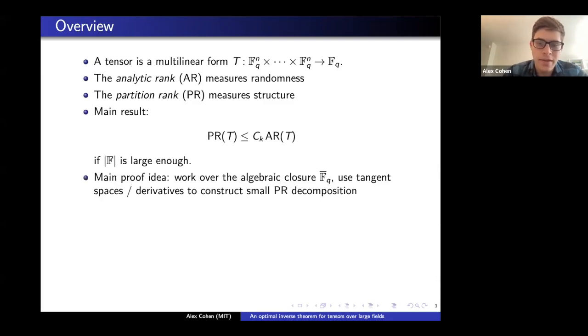The main proof idea is that we're going to work over the algebraic closure and use algebro-geometric ideas, tangent spaces, derivatives, things like that, to construct our partition rank decompositions. This is where the large field size comes in: heuristically, the larger the field, the closer it is to the algebraic closure. That's why we need to use large fields, because we're trying to approximate the algebraic closure of the field.